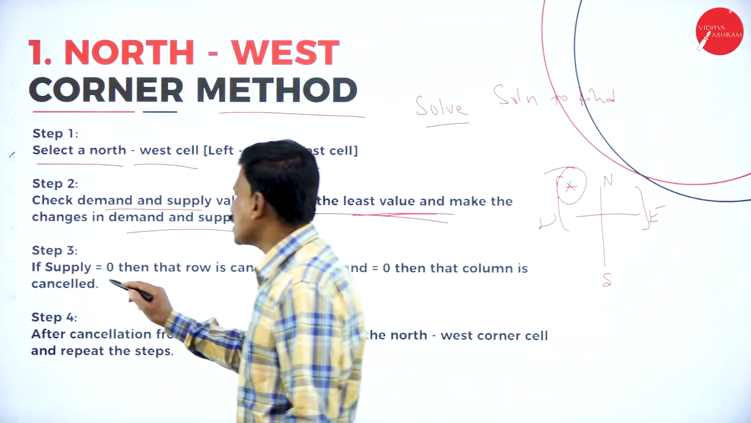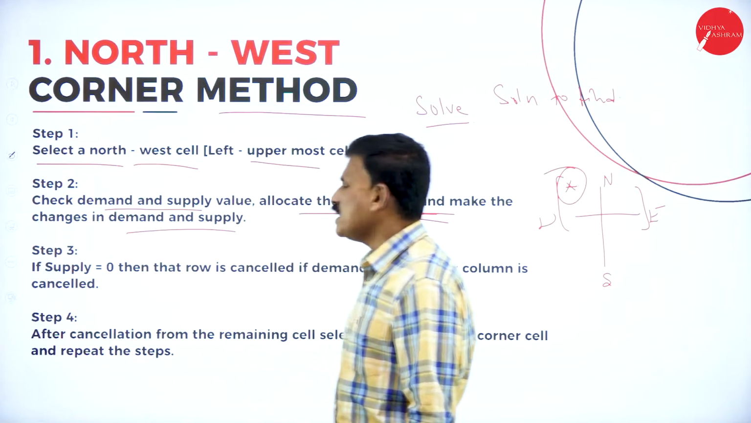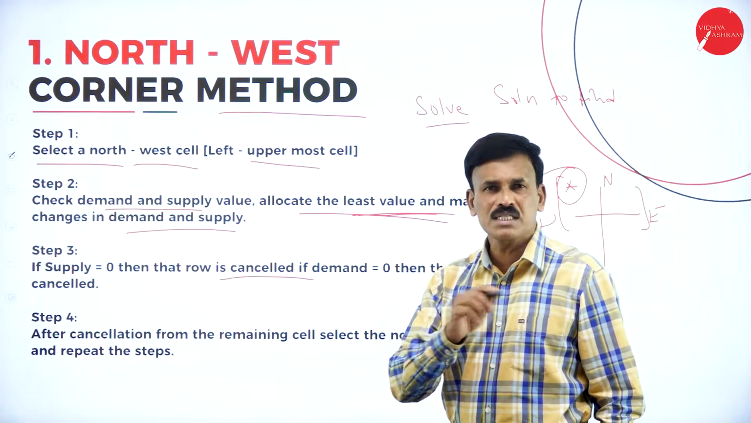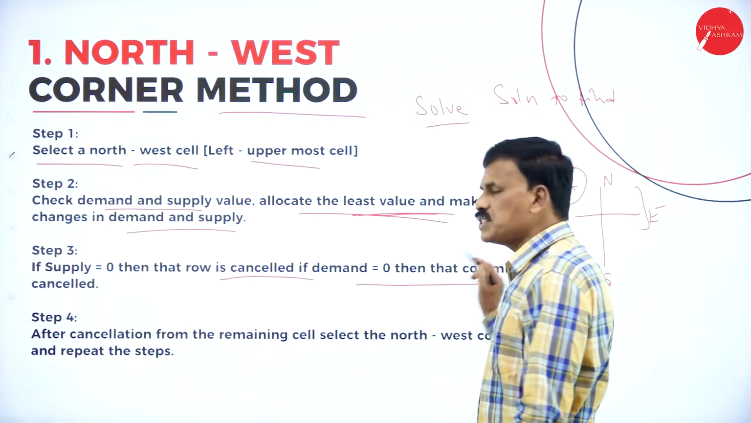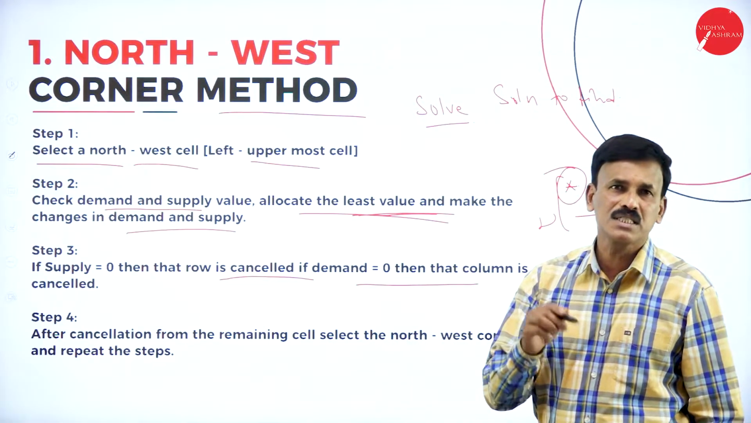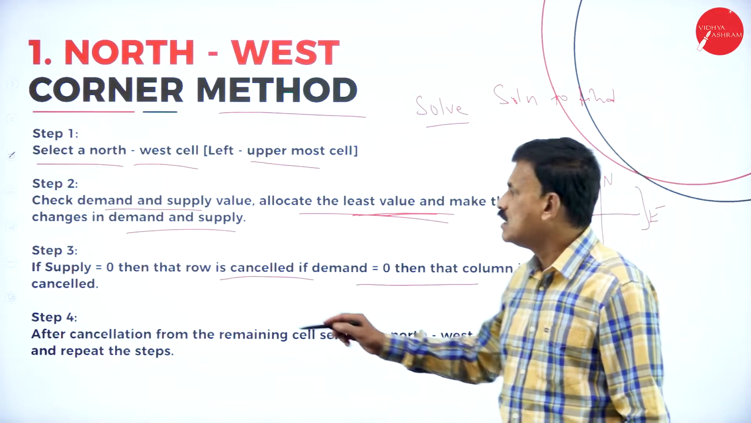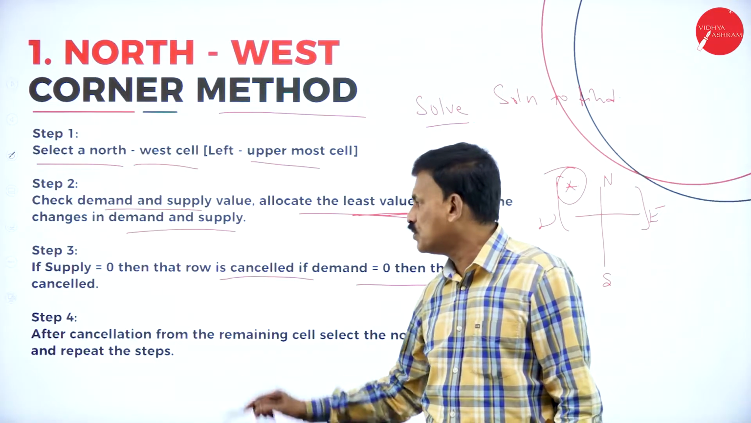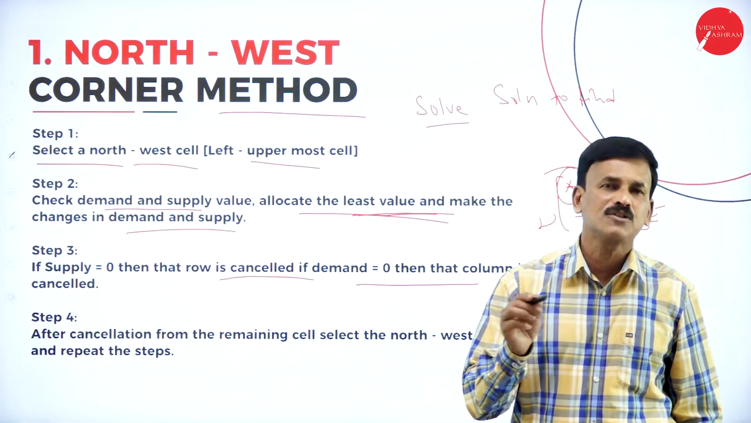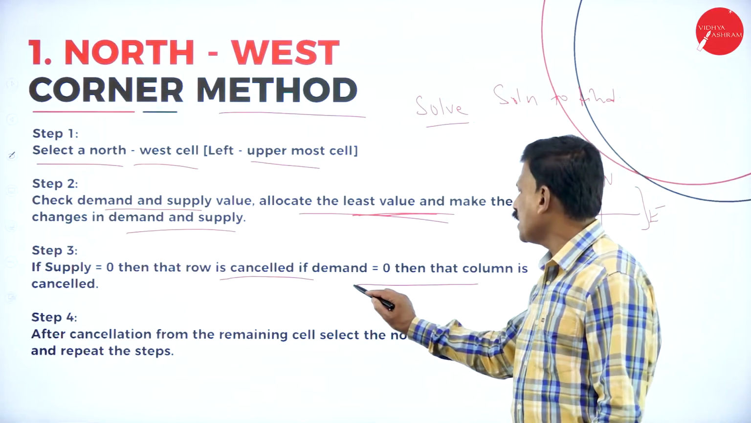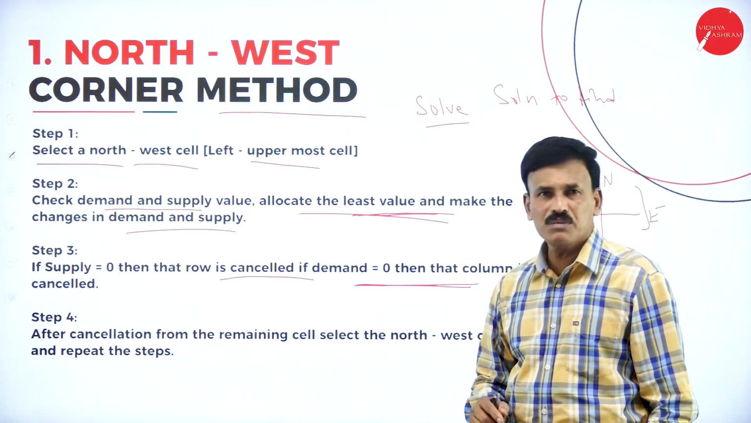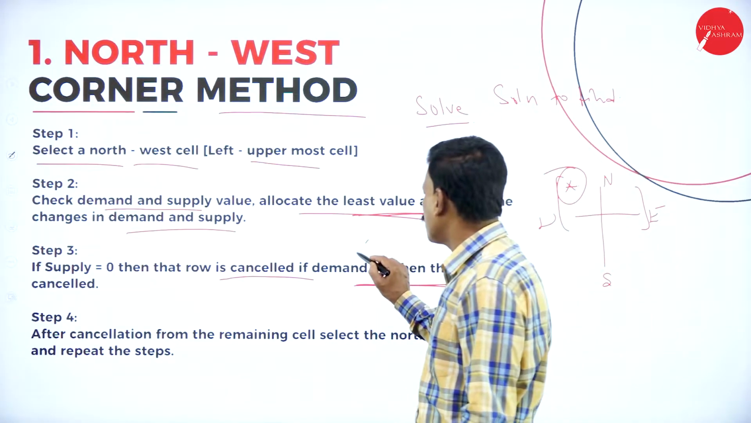Now the next step, step number 3: if supply is equal to 0, then the row is cancelled. Cancel all the elements in that particular row. If the demand is equal to 0, then cancel that particular column. That means all the elements in that particular column are cancelled. This is a very important concept.